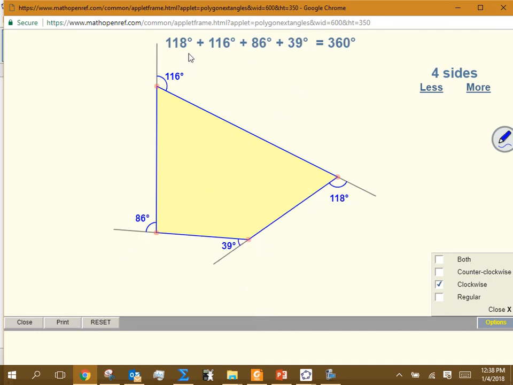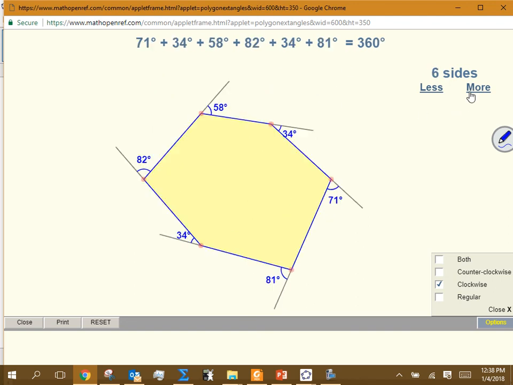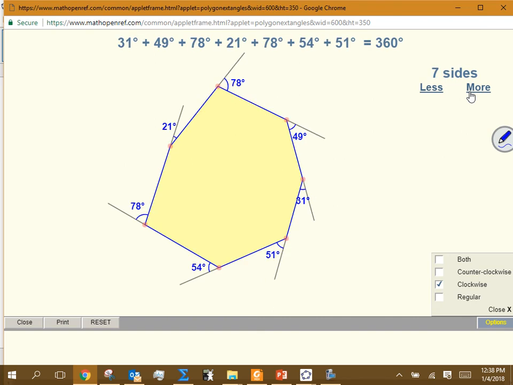So 360 degrees. Add sides. Does that total change? Nope. Add sides. Does the total change? Nope. Regardless of the number of sides you have, the total of the exterior angles is 360. Wait, so the inside's still smaller though, right? Well, yeah, the inside. Right now we've got 7 sides, so the 7 angles on the inside are still going to add up to 900 degrees. Still going to be the n minus 2 times 180.